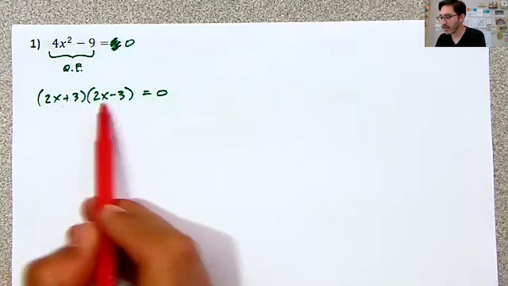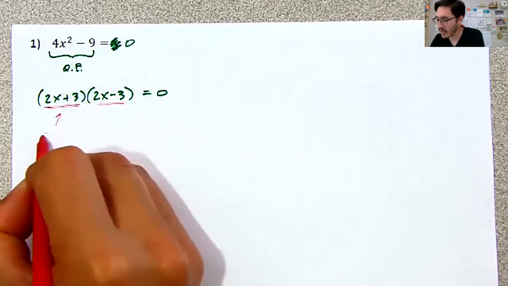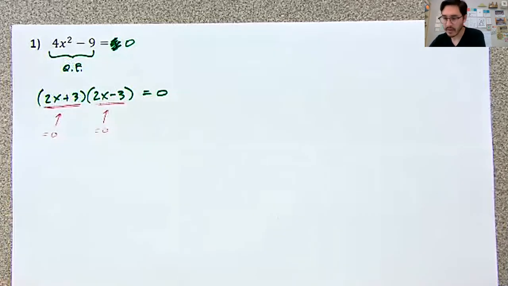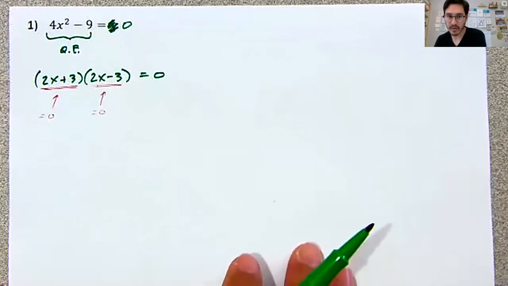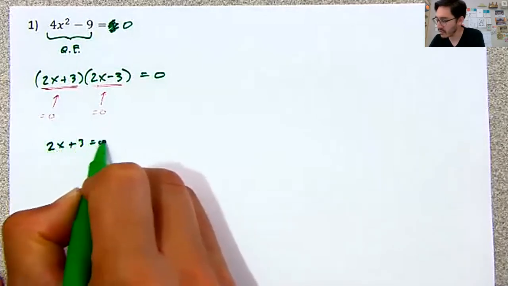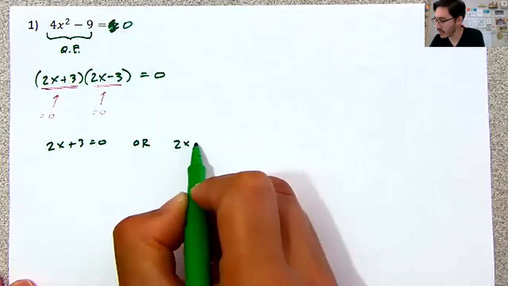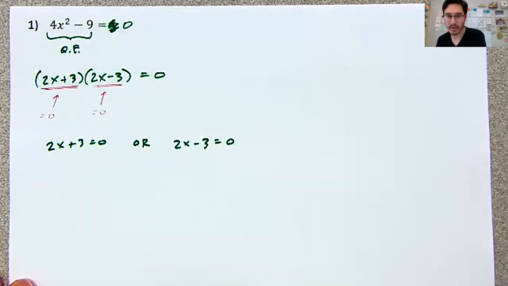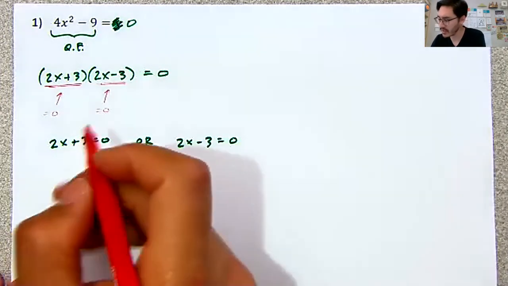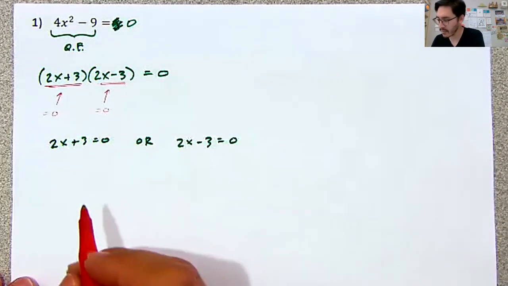So now I have 2 factors whose product is 0. And we can deduce that one of these 2 factors is 0. Okay, so we just have to create 2 equations. 2x plus 3 equals 0, or perhaps the other expression, 2x minus 3, is what equals 0. These are going to be 2-step equations. They require addition, subtraction, and some sort of division.